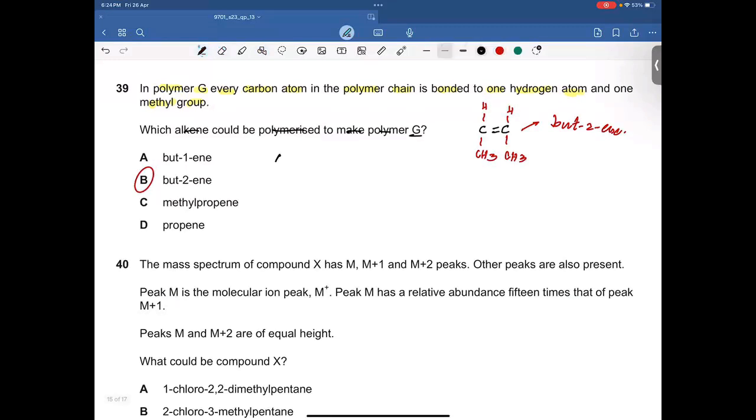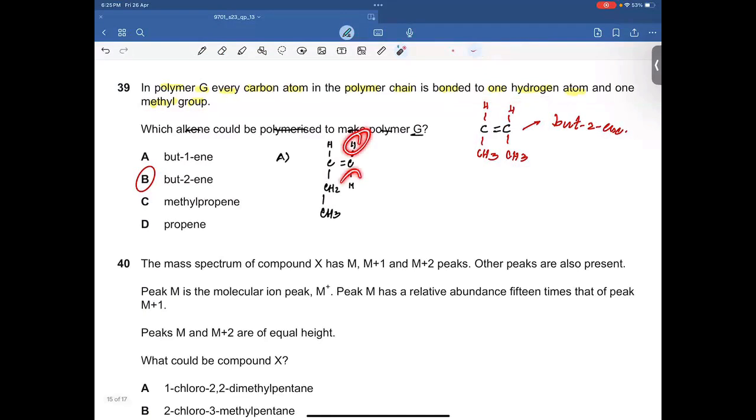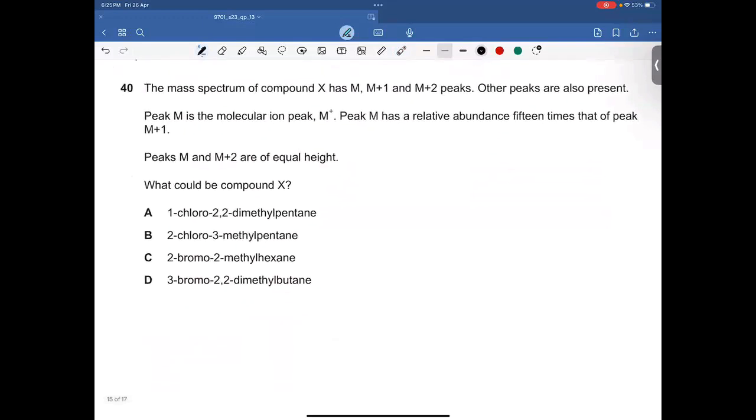Why not A? Because this carbon has 2 hydrogen, whereas this carbon has 1 hydrogen and 1 ethyl group. So this structure doesn't satisfy the situation which is given in the question. 1H and 1 methyl, 1H and 1 methyl not possible. 1H is here, but 1 methyl is not here, which is why A is incorrect. And same criteria for methyl propene and propene. Oh, the last question finally.